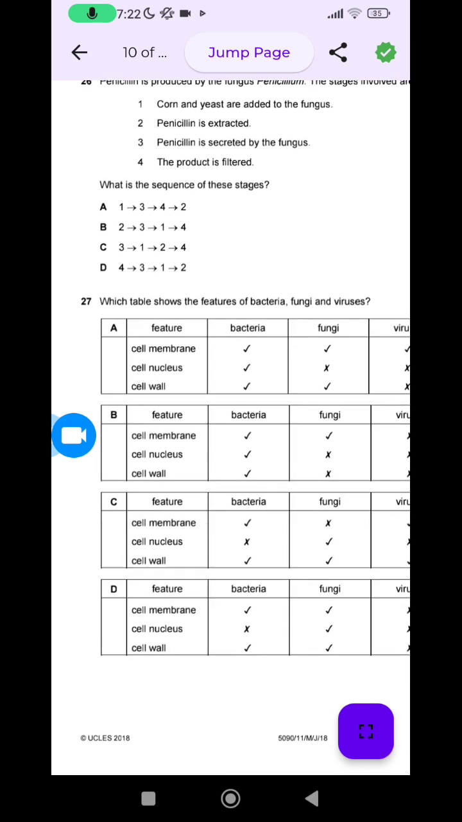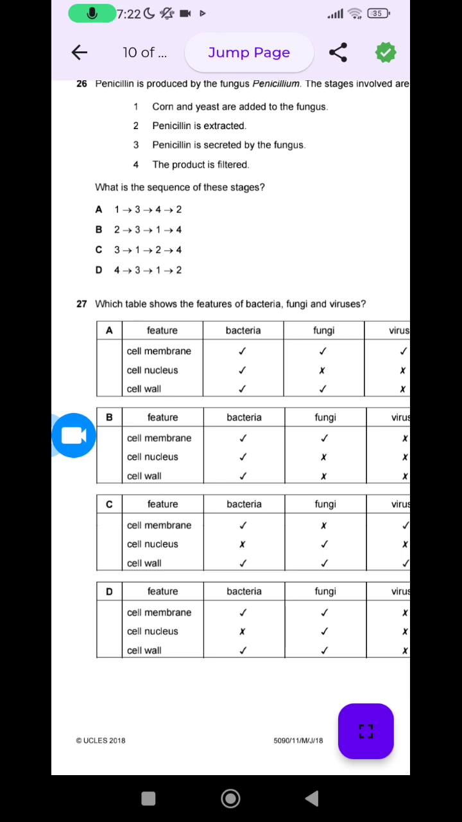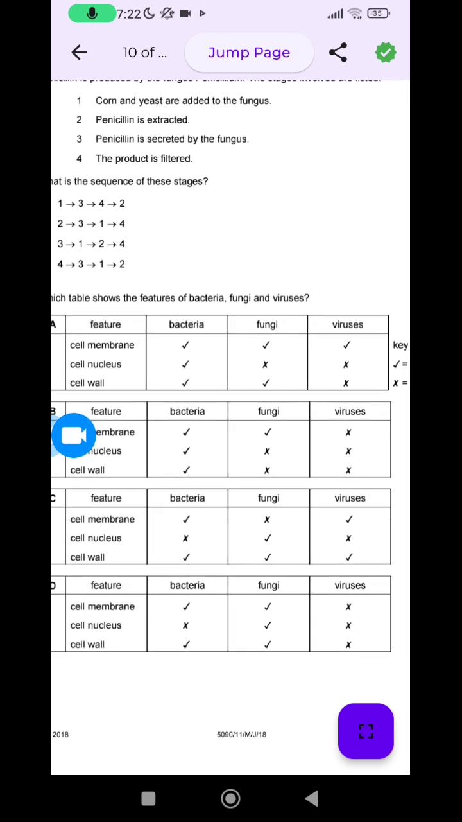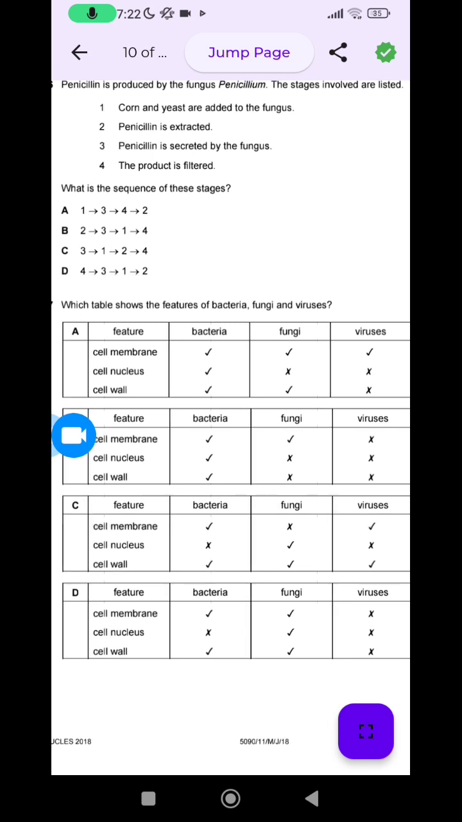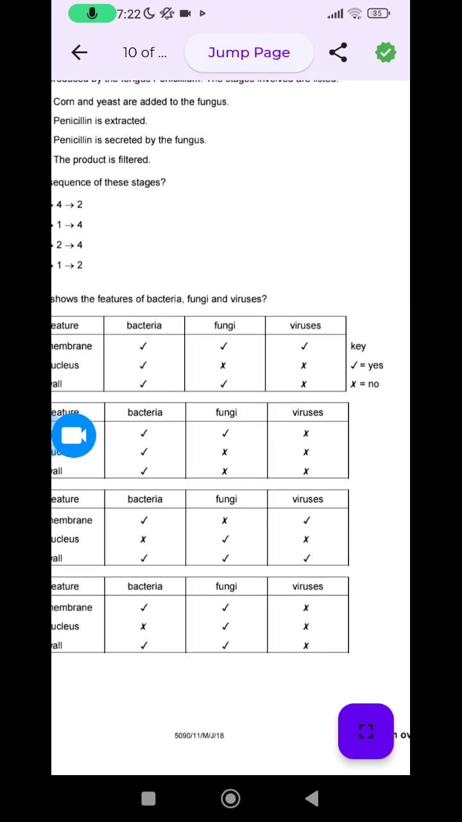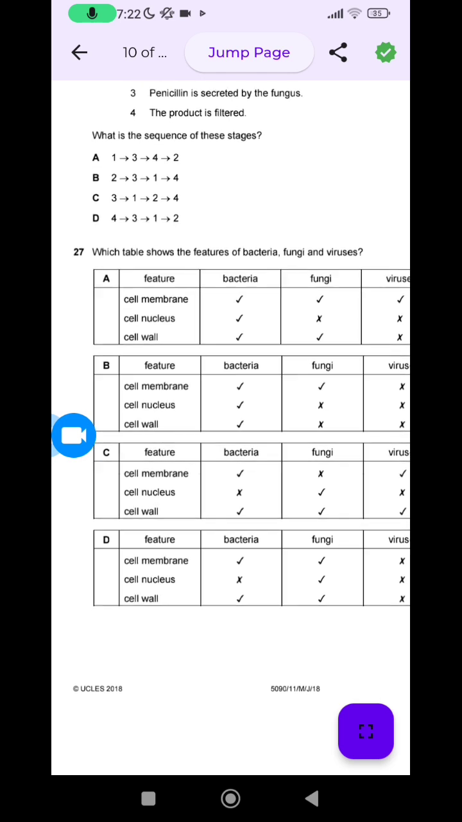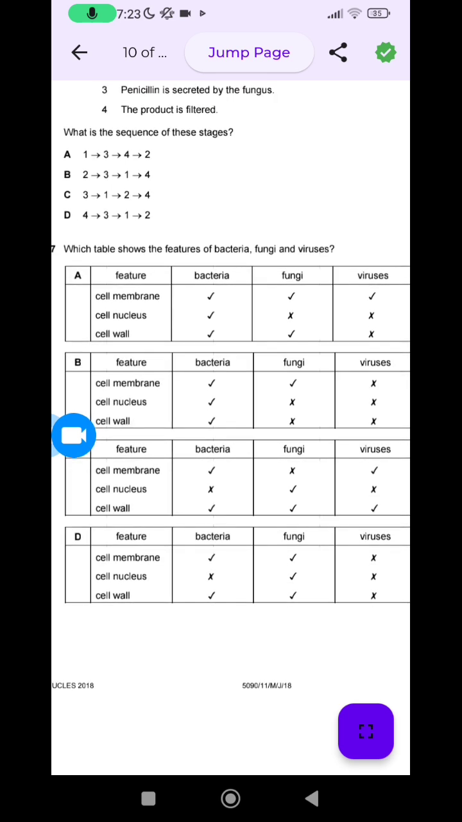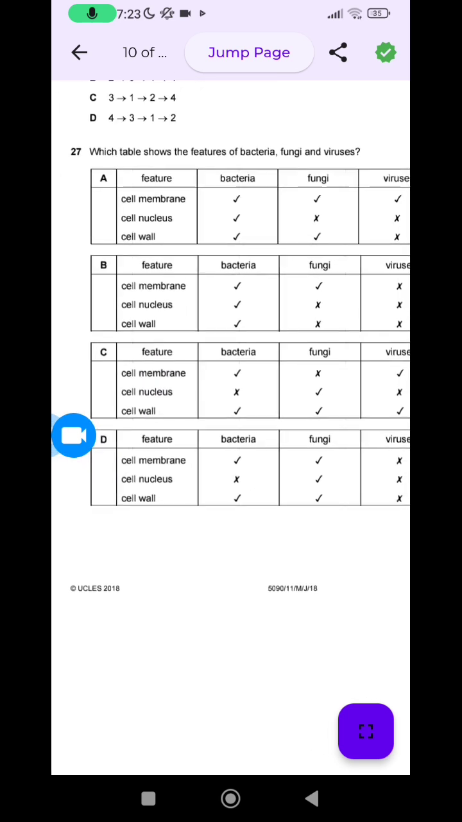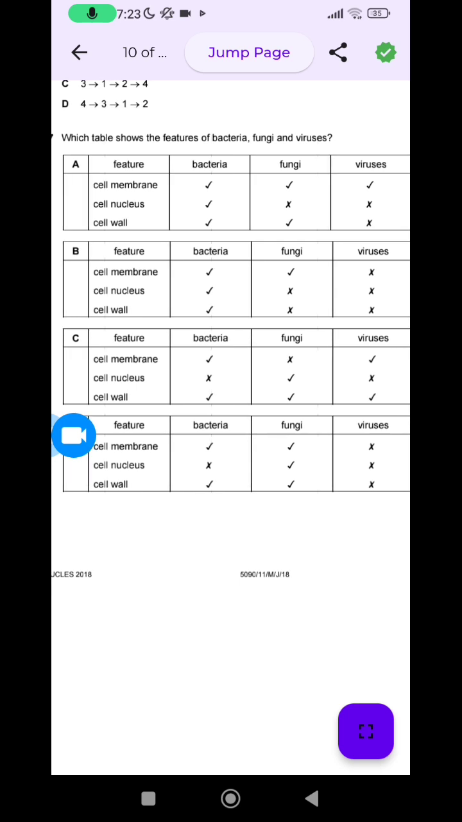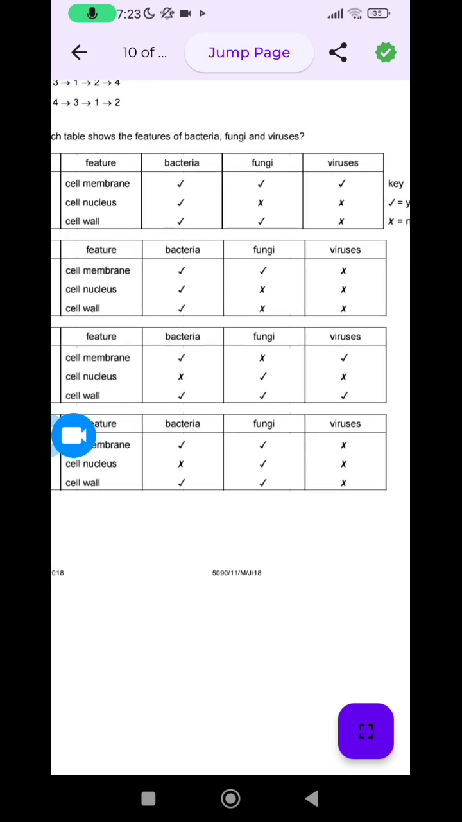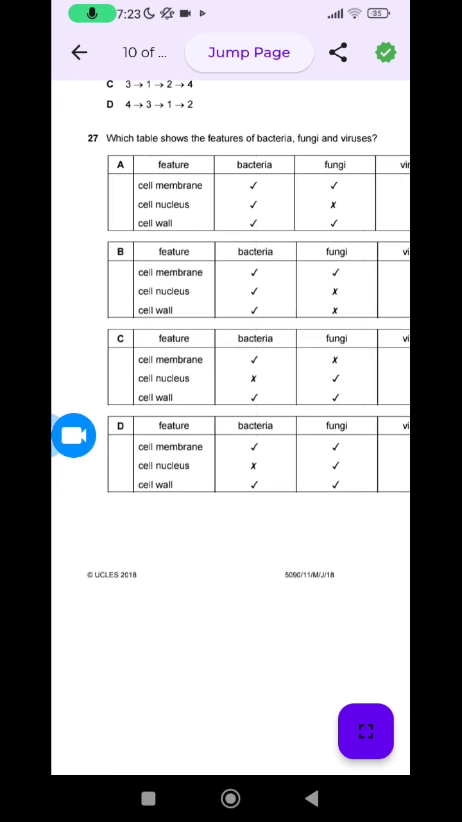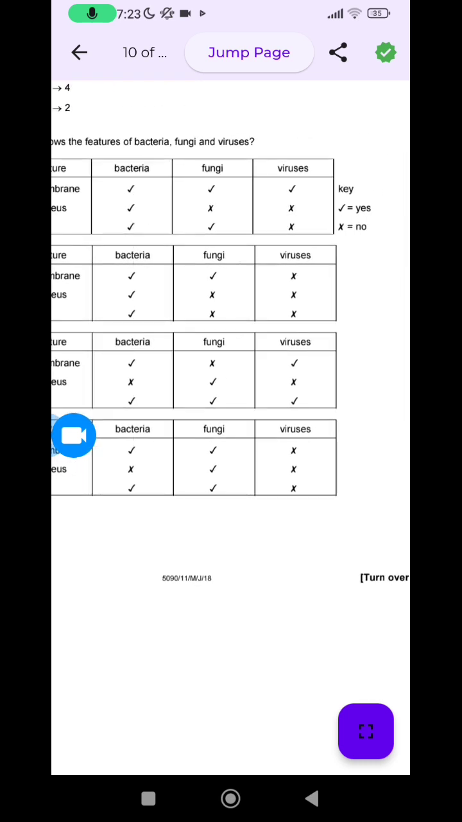Which table shows the features of bacteria, fungi and viruses? Alright. Now we can easily understand this by looking at viruses only. Because viruses do not contain a cell membrane as indicated by A, option A is incorrect. Now fungi, they contain a cell wall which is crossed in option B, which means B is also incorrect. For C, now according to C, fungi don't contain a cell membrane, but they say that viruses do have a cell membrane and cell wall, which is incorrect. Viruses neither have a cell wall nor a cell membrane, so C option is also incorrect.